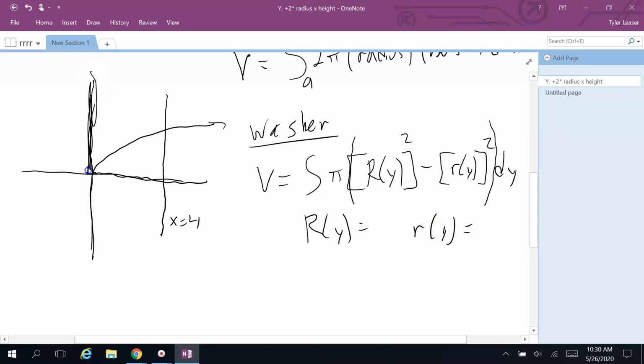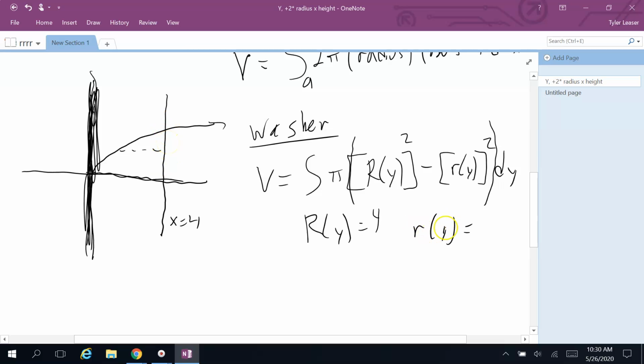Again, this is the axis of rotation. So my little slices here are horizontal. Remember that the outside radius is the furthest distance away from the axis of rotation. In my region, every single slice is going to have the furthest distance be at the vertical line here, x equals 4. So my outside radius is just going to be the distance 4. It's a constant the entire time.